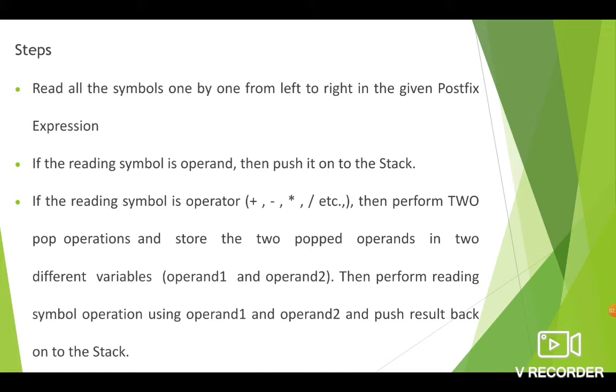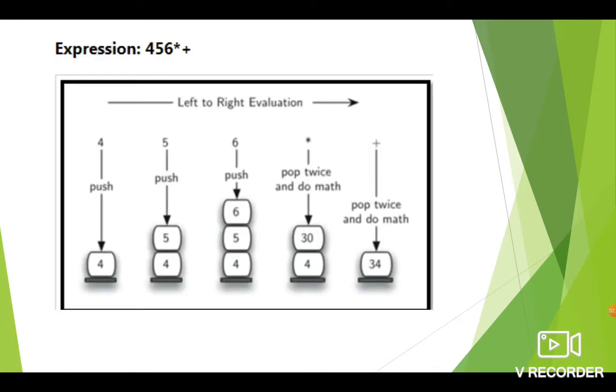These steps are repeated until the postfix expression is evaluated completely. So once again, the steps for postfix expression evaluation: first, read the symbols from the postfix expression one by one from left to right. If the symbol is operand, then push the symbol onto the stack. If the symbol is operator, then fetch two operands from the stack and perform the necessary operation. After performing the operation, the result is pushed back onto the stack. Example: 4, 5, 6 star plus.